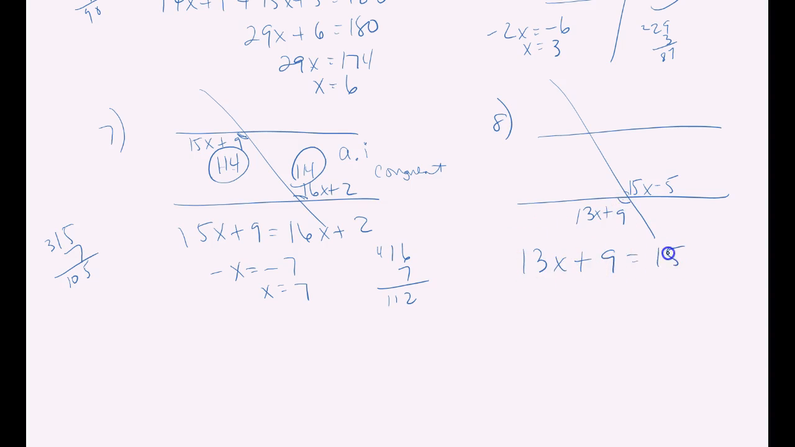So you should have also set these two equal to each other and then subtracted, let me subtract the 9. Minus 9 minus 9 is minus 14. So I'm also getting x is 7 over here. And now I take my 7 and I plug it back in here. 91 plus 9. Okay, that's 100. So I'm getting 100 degrees for my answer there.